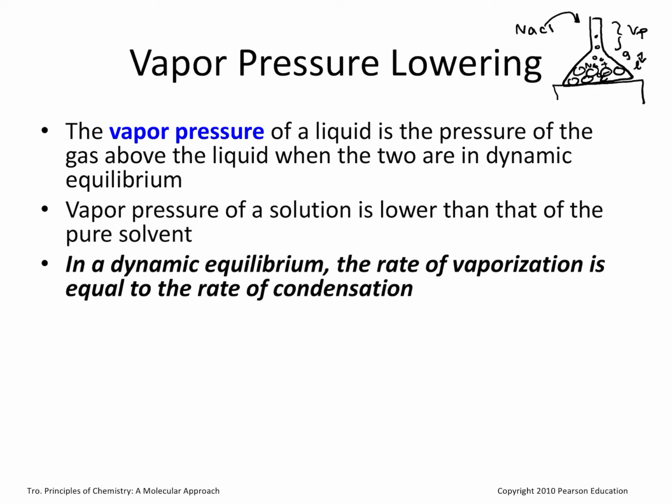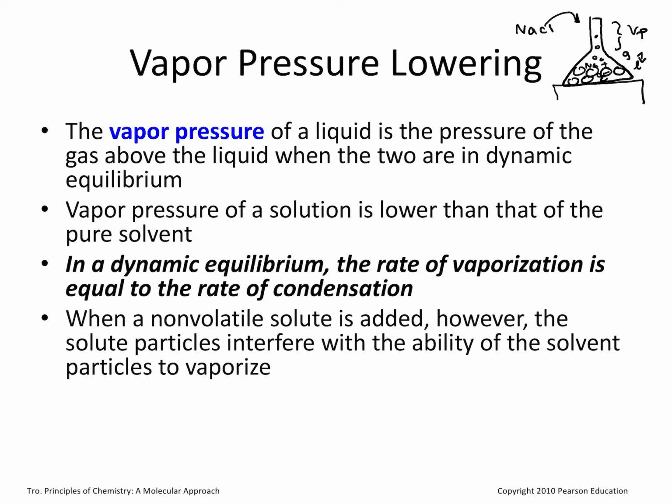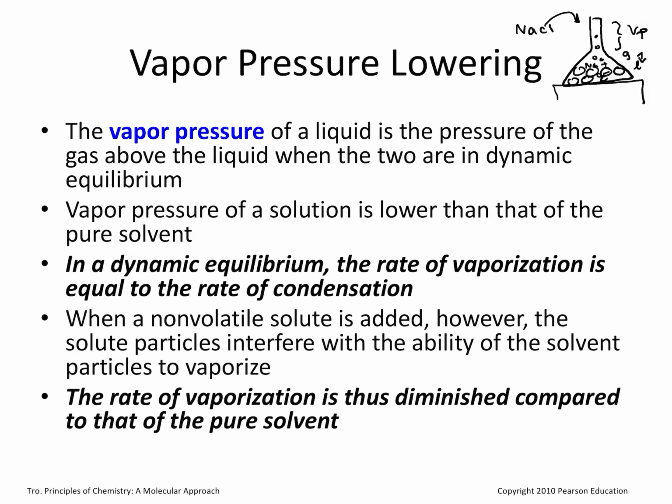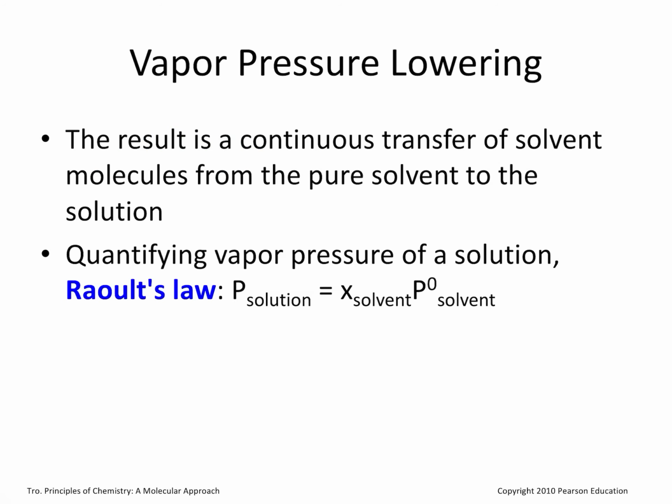When a non-volatile solute is added, so now let's take a step back from chapter 11. What does non-volatile mean? Not easily vaporized, right? And then volatile is easily vaporized. So if we're adding in something that's not vaporized easily, like an ionic compound, the solute particles, like sodium chloride, will break up into sodium ion and chlorine ion and interfere with the ability of the water to vaporize because they're basically going to be in the way. So then the rate of that vaporization is going to be diminished compared to just what it would be when it was water alone.